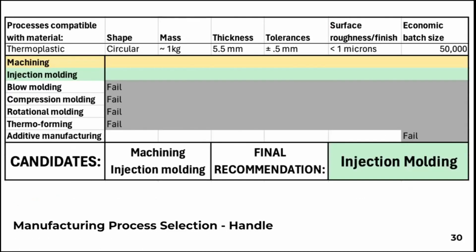We used the process selection table to evaluate which methods would accommodate our redesigned shape, mass, thickness, tolerances, surface finish, and economic batch size. Most methods failed immediately given the handle's circular shape. However, both machining and injection molding ended up being options for building our design. Because our batch size is large, injection molding will likely be much cheaper than machining. Thus, we selected injection molding to build the handle.